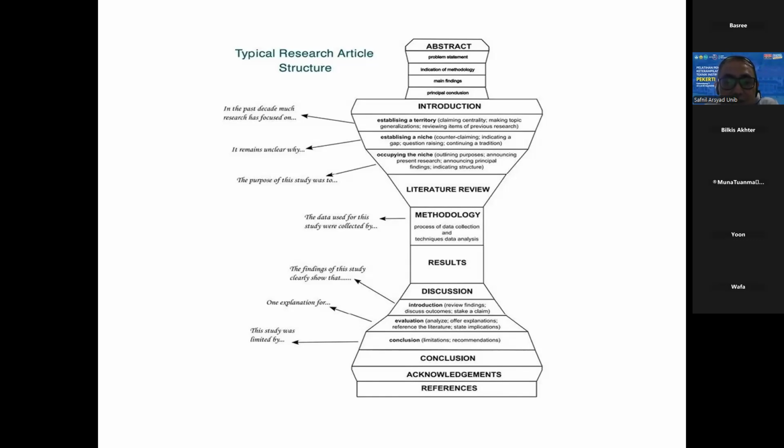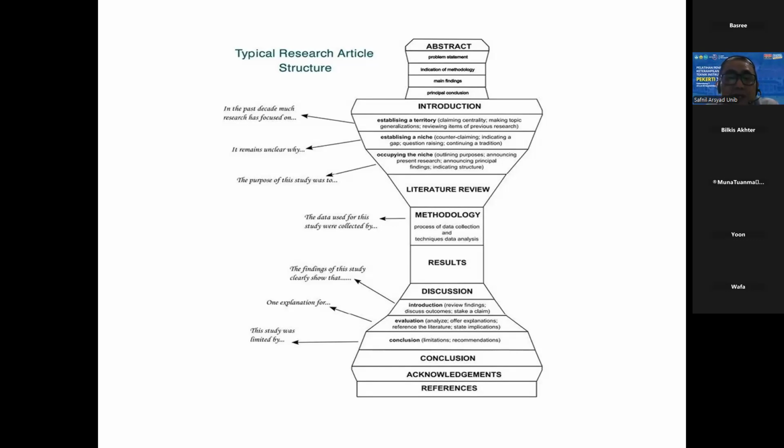In the discussion, we move larger or wider, to the general idea from our finding. And then conclusion, acknowledgement, and references.